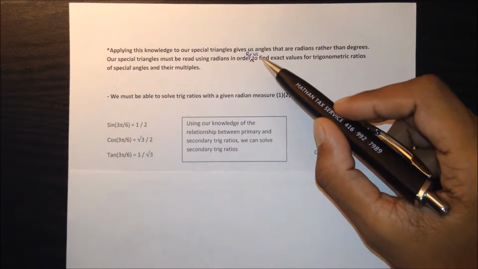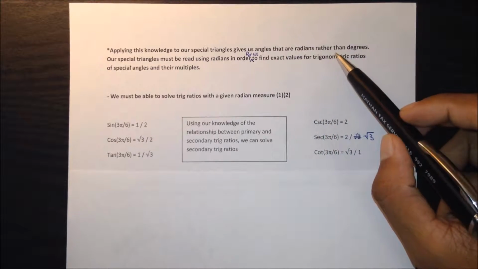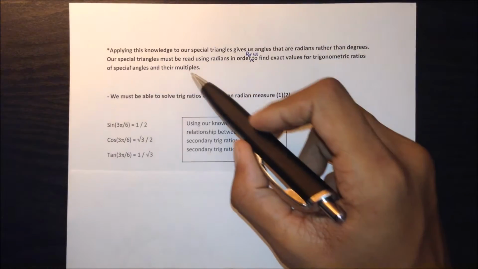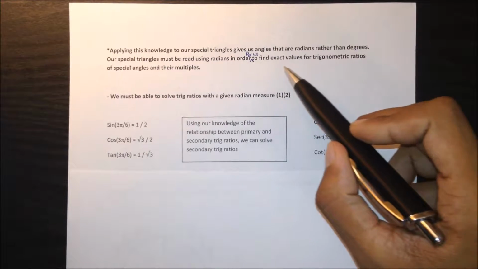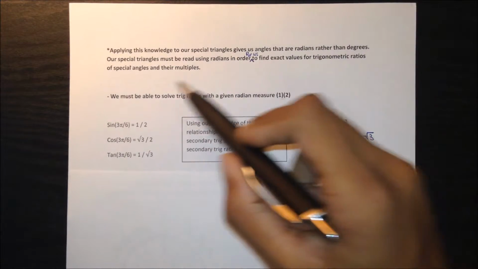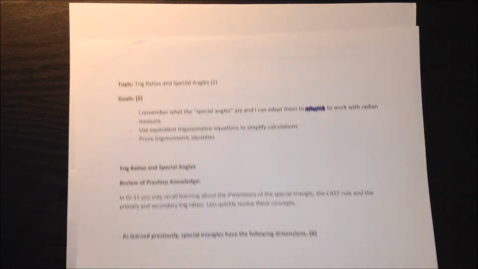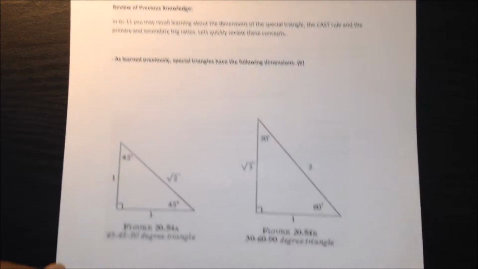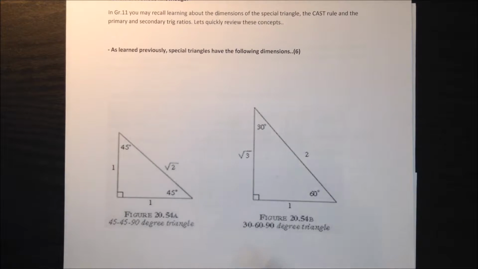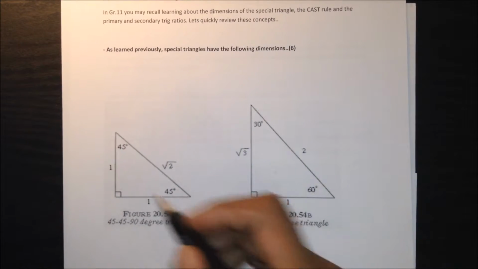Applying this knowledge to our special triangles gives us angles in radians rather than degrees. Our special triangles must be read using radians in order to find exact values for trig ratios of special angles and their multiples. So let's look back at our special triangles for a minute. Instead of these degrees, we must now look at them in terms of radians.